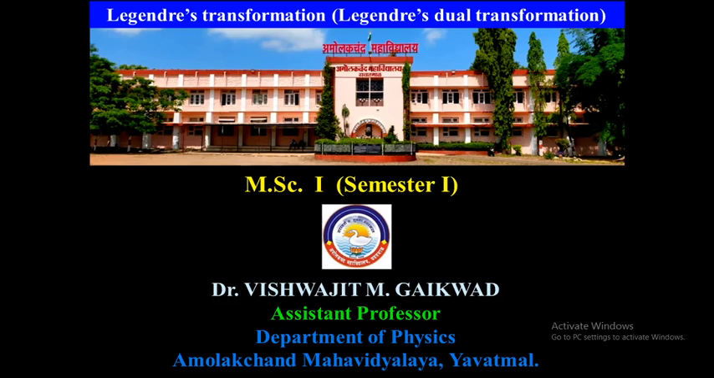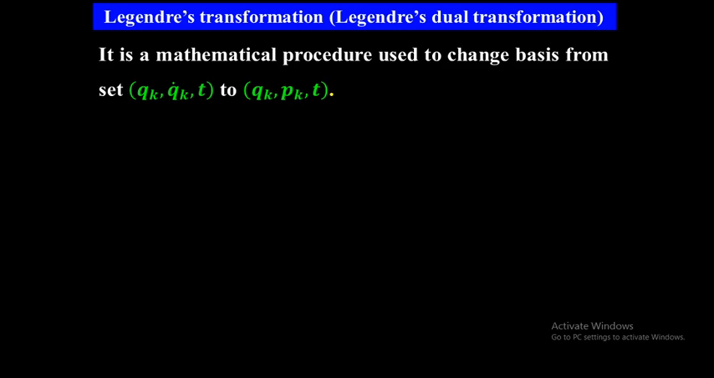Hello students, today we will study the topic Legendre transformation. It is the mathematical process used to change the basis from one set to another. Suppose one set is qk, qk dot and t. If we transform this set to qk, pk and t, this mathematical procedure is known as Legendre transformation.